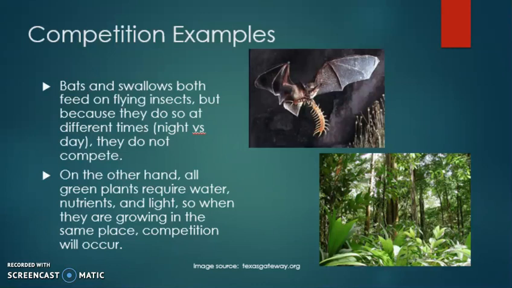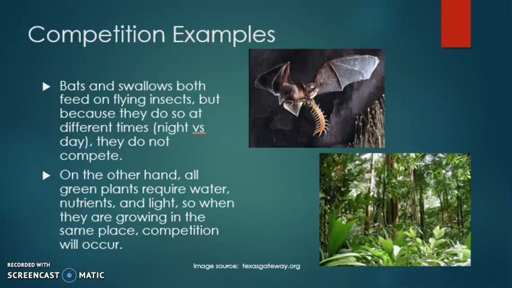Some more examples of competition are bats and swallows, which are like a type of bird. They both eat insects, but because they don't do it at the same time of day, they're not really competing. Bats are nocturnal and the birds are not, so they're not competing. So that's a non-example.